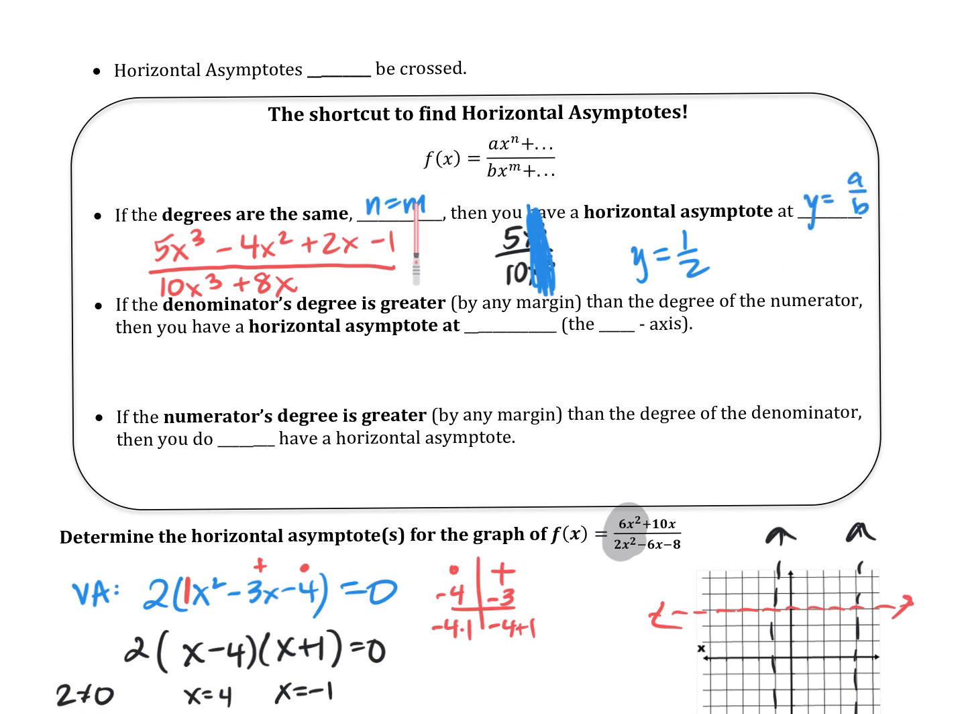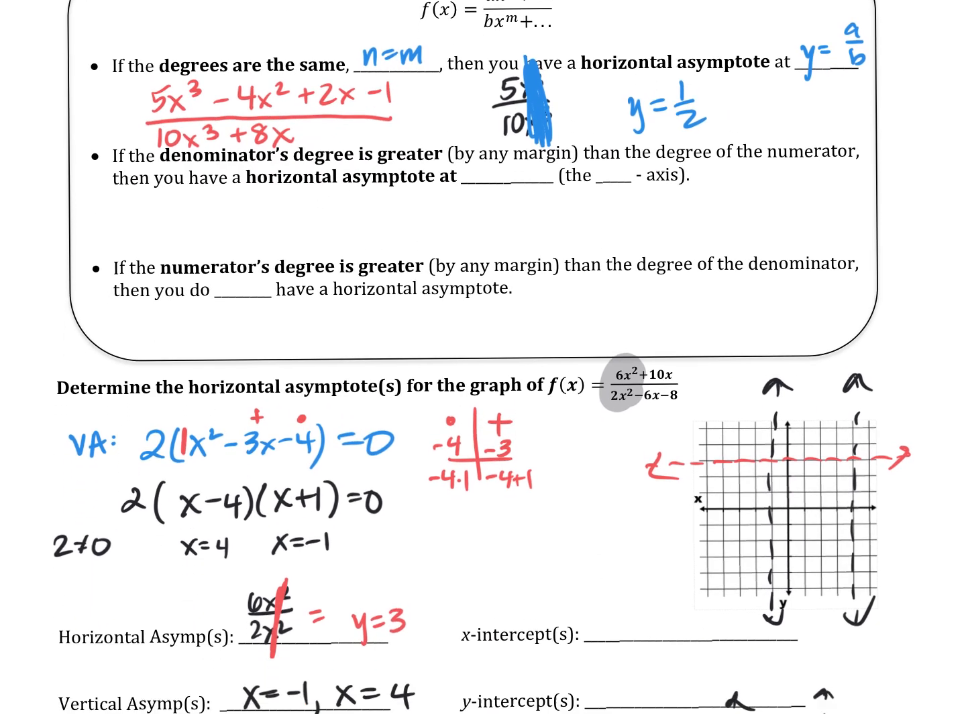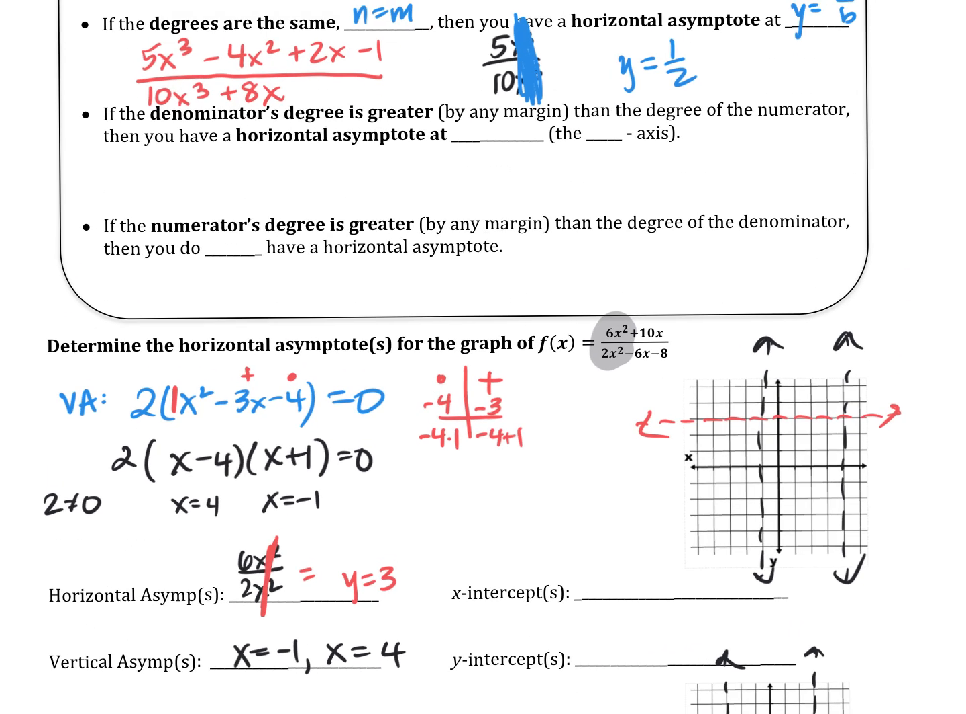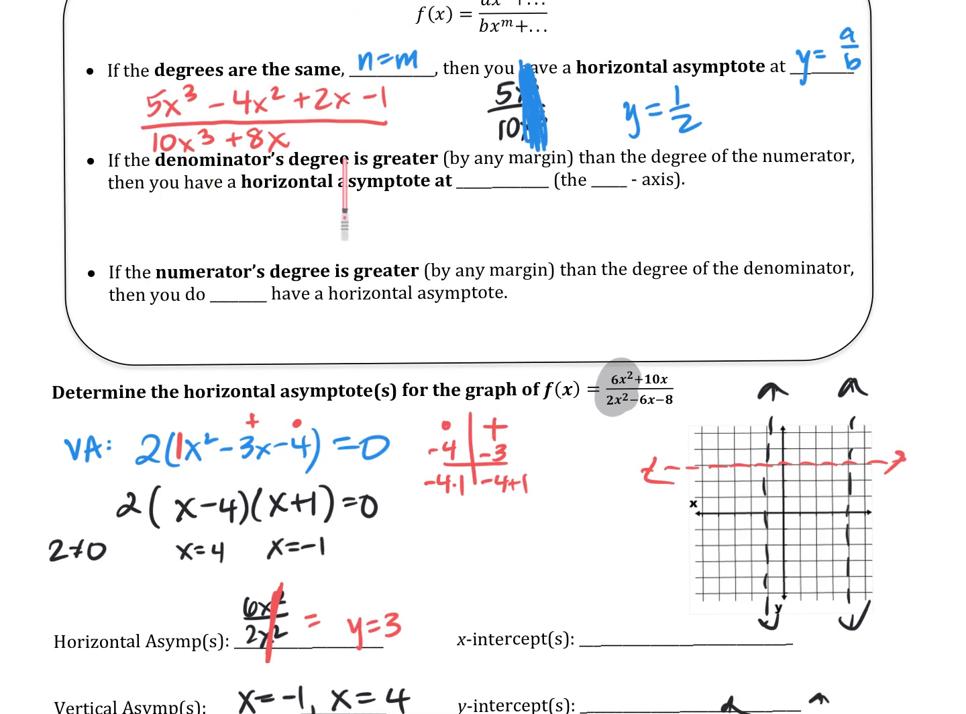Yes, some of y'all are textbook people, and that was impressive. Me as a student, I just needed it written in numbers. Just like this one. Which degree was bigger? The denominator. And it gave us a horizontal asymptote at 0. So I'm saying here, if the denominator's degree is bigger by any amount, then we have a horizontal asymptote every time at y equals 0.